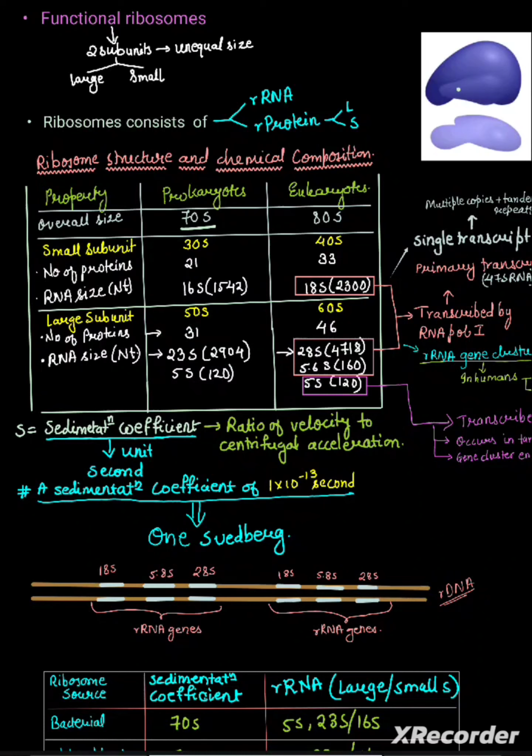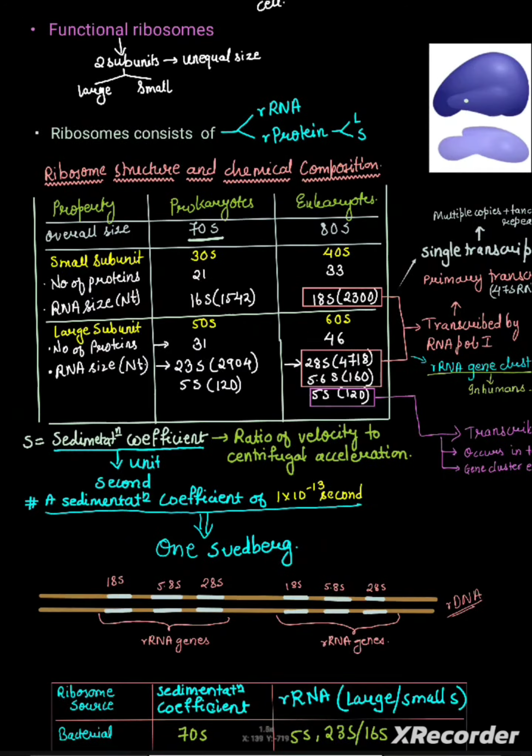A sedimentation coefficient of 1 into 10 raised to minus 13 seconds, second is the unit of sedimentation. 1 into 10 raised to minus 13 seconds of sedimentation coefficient is 1 Svedberg unit.